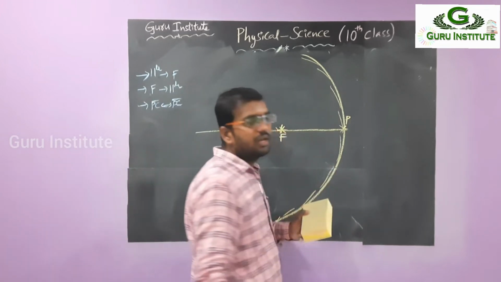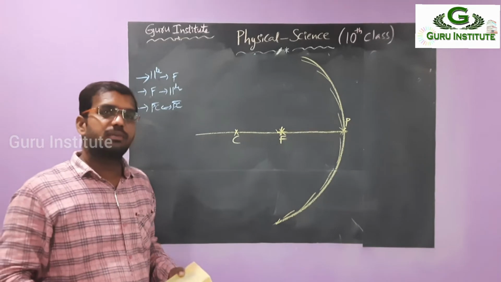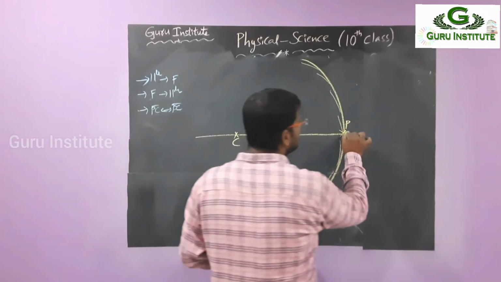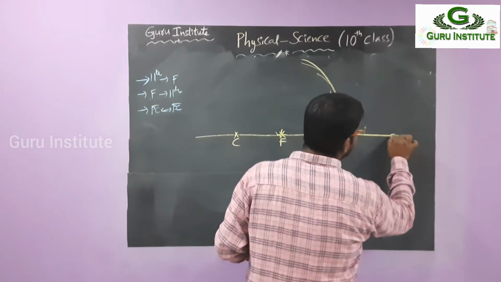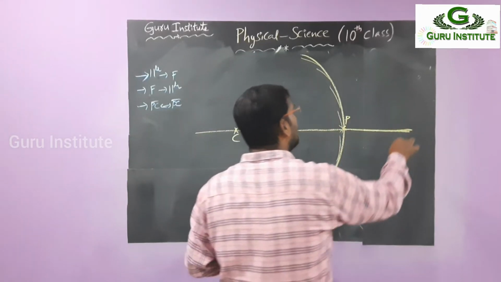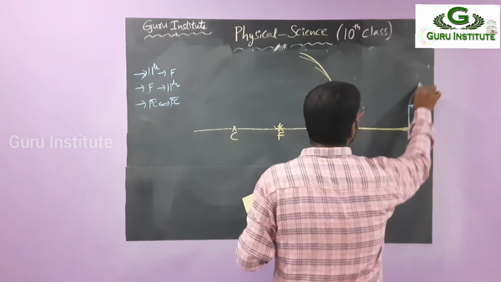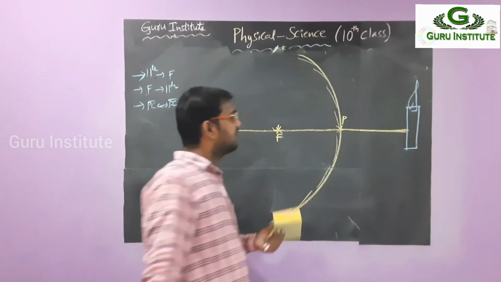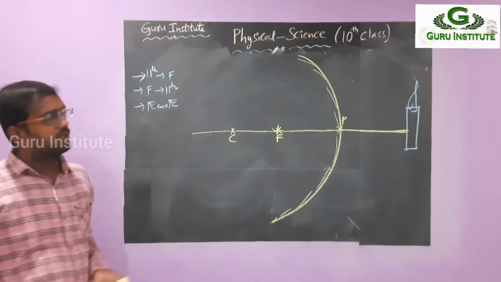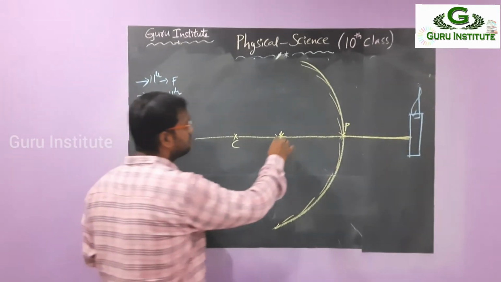But we are not able to keep the object inside the mirror, right? So we always keep the object outside the mirror. So we have to extend the principal axis. For your easy understanding, I am again taking the same candle. Again you have to apply these formulas only.